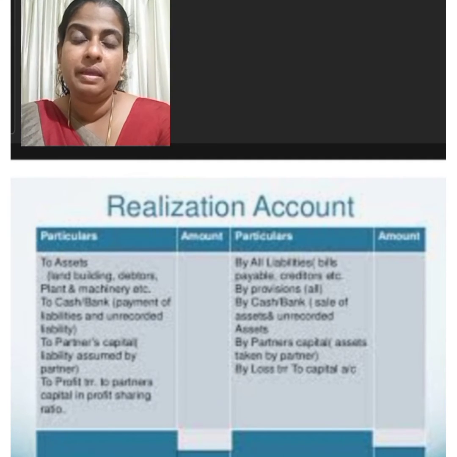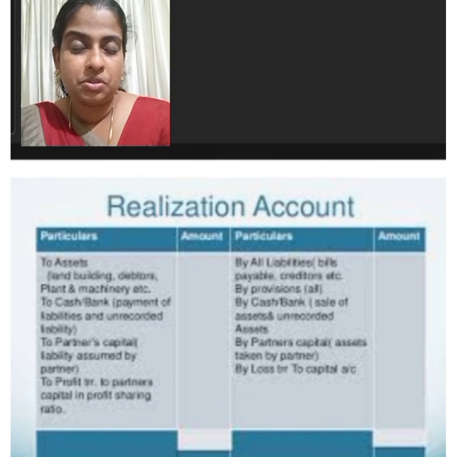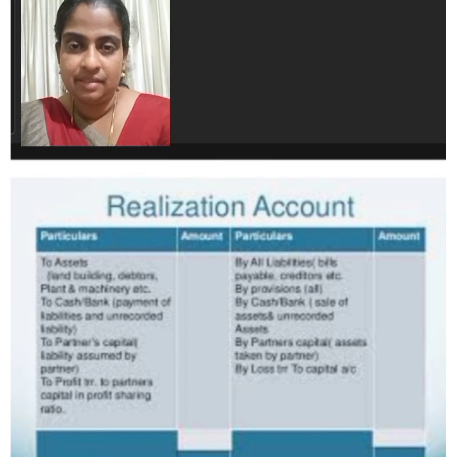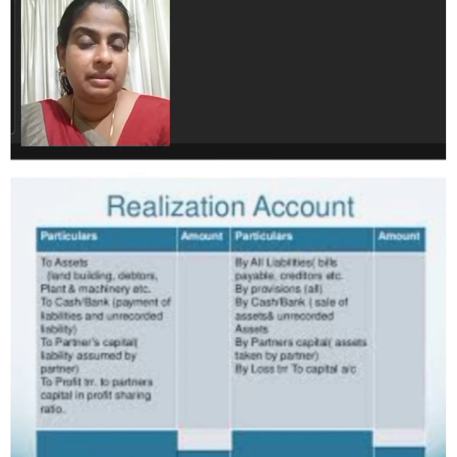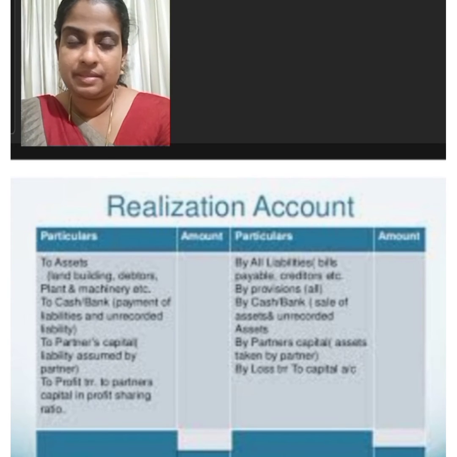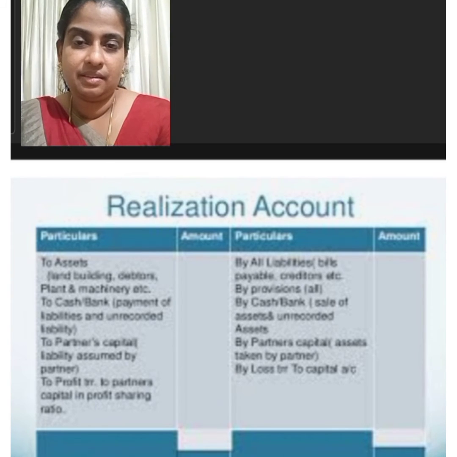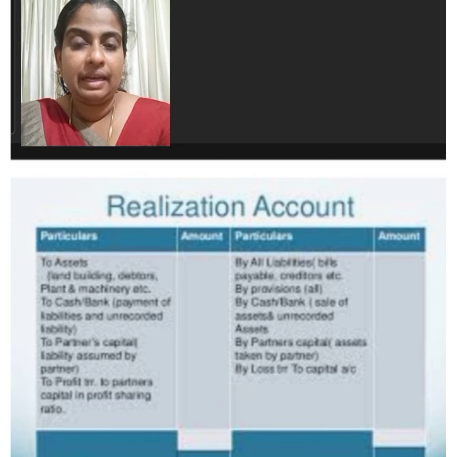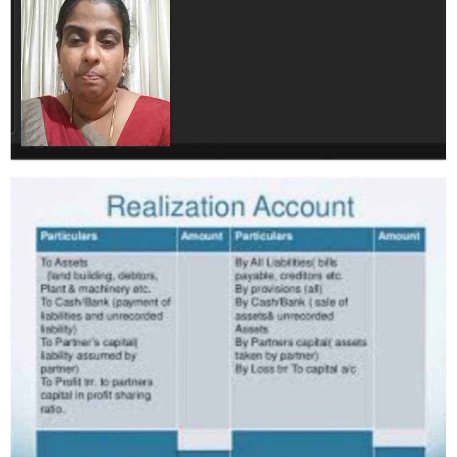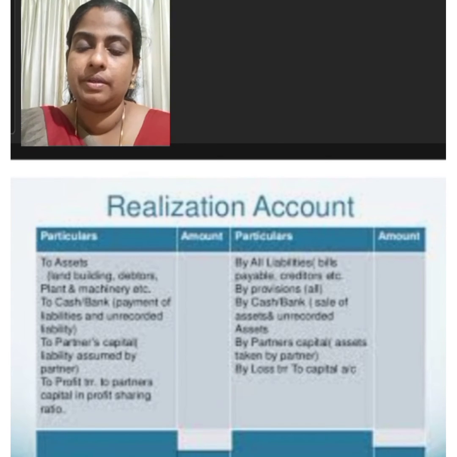Sometimes a partner may take the initiative to realize the assets and liabilities. Then he makes the payment of realization expenses. In that case, the journal entry will be realization account debtor to partner's capital account.